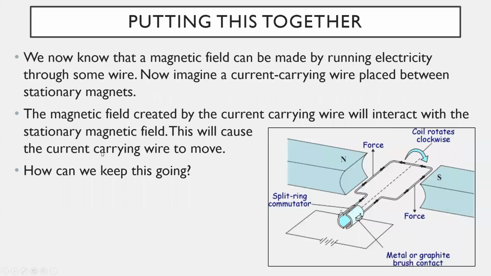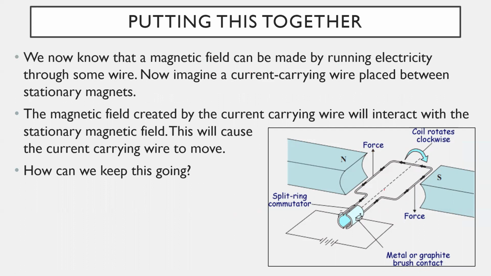Kind of cool. All right, so putting this all together, why are we talking about this? Who cares? Well, this is actually a fundamental idea behind how motors work. So we know that a magnetic field can be made by running electricity through some wire. That was like that compass example I showed you just a minute ago, right?